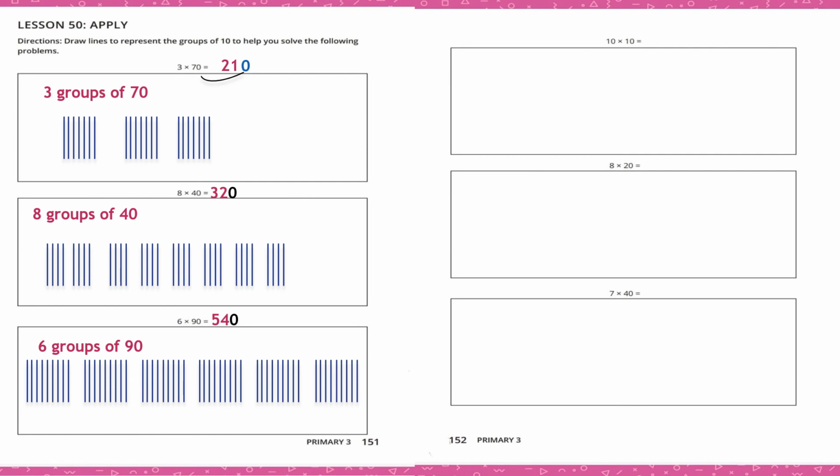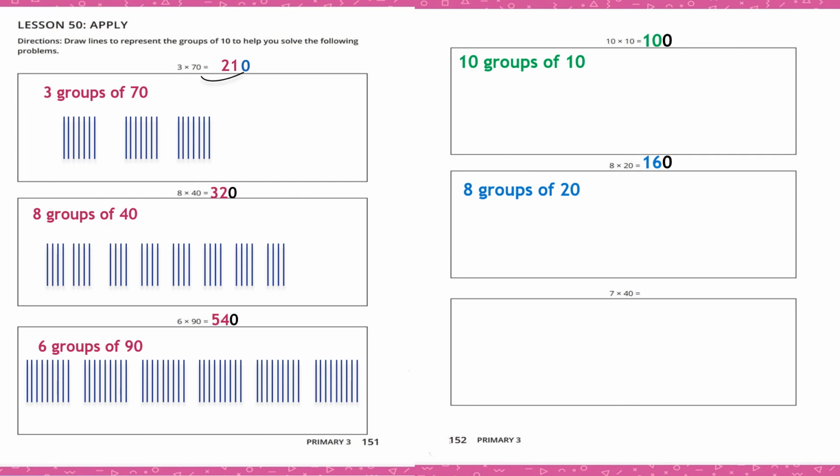So the total is 540. Here we have 10 times 10. It means 10 groups of 10. I will take 0 out. I have 2 zeros here. So 0 in ones and 0 in tens, and 1 times 1 equals 1. The total is 100. Here 8 times 20. I can say 8 groups of 20s, but I can take this 0 of 20 outside in the ones. And 2 times 8 is 16. So the total will be 160.